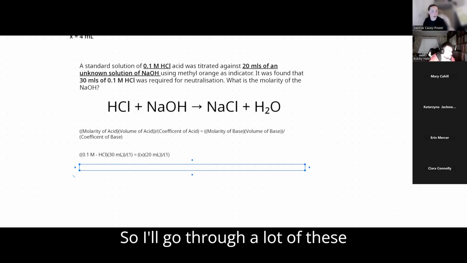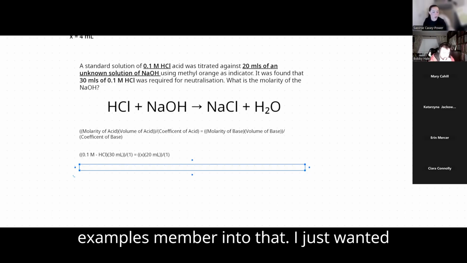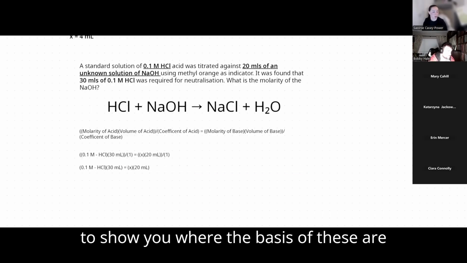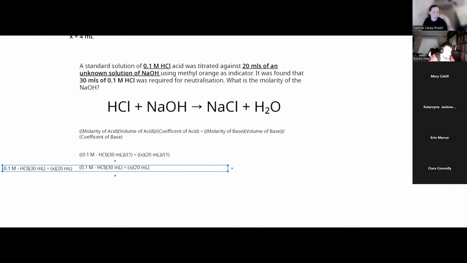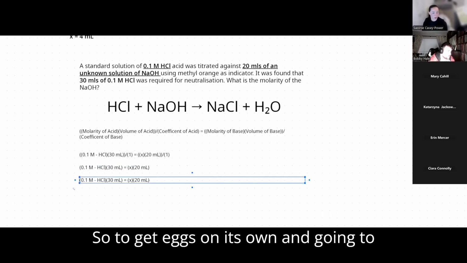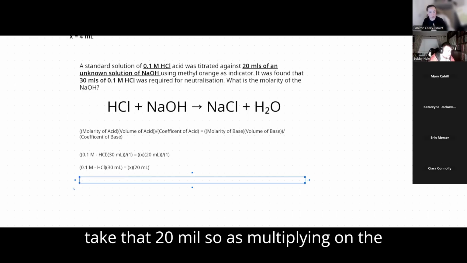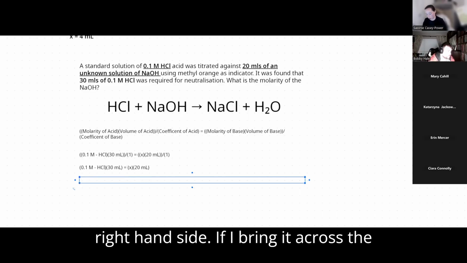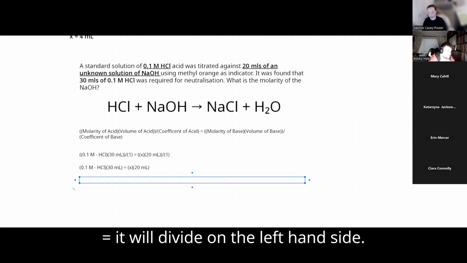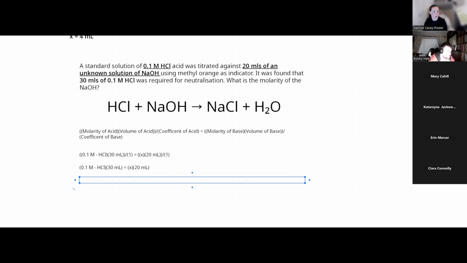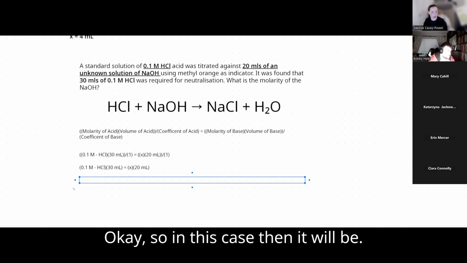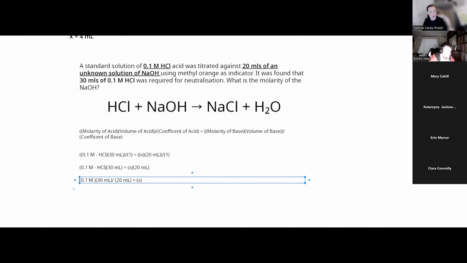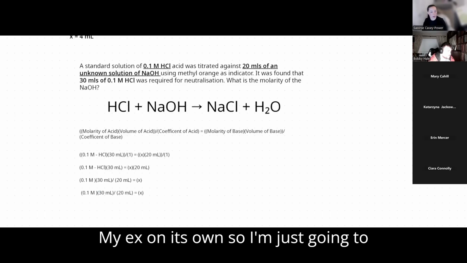I'll go through a lot of these examples when we're in the lab. I just wanted to show you where the basis of these are coming from. So to get X on its own, I'm going to take that 20 ml. It's multiplying on the right-hand side, so if I bring it across the equal sign, it will divide on the left-hand side. So in this case, that will be my X on its own.